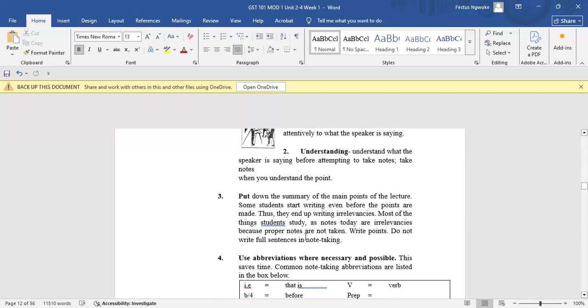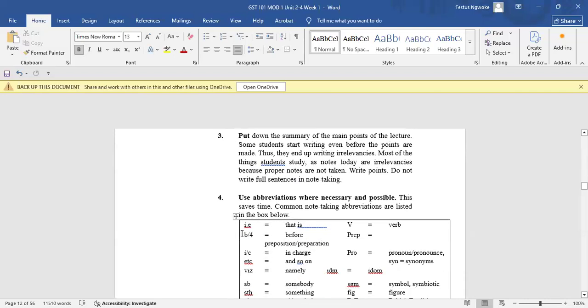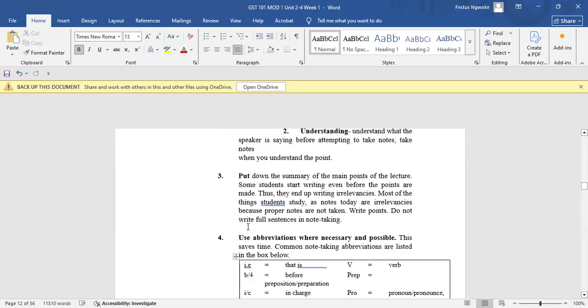Then another one is to put down the summary. I think I've said it, and I've emphasized it. In the summary you are doing, you know when there are some irrelevancies, or sometimes the speaker decides to digress. That is to say, he leaves the topic of discussion and goes into another, and begins to make analogies and give stories. Those things are not part of the lecture. He's only trying to use them to make you understand.